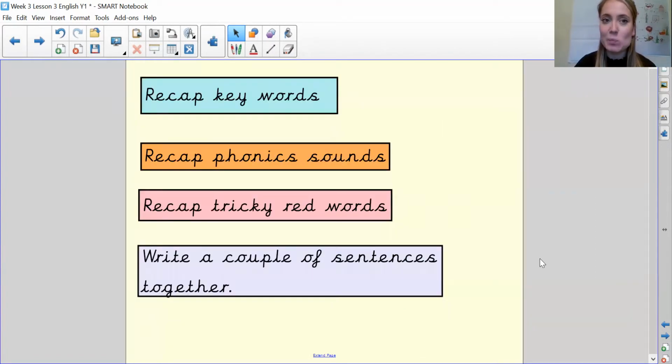So what we're going to do is have a look at some of those key words, that key vocabulary that we've been learning about over the past few weeks. We're going to have a look at our phonic sounds to see if we remember those. We're going to have a look at some tricky red words that might come up in our writing. And then we're going to have a go at writing the start of the story together. Okay, so you ready? Let's get started.